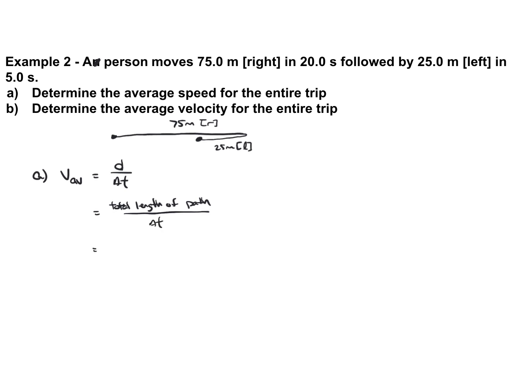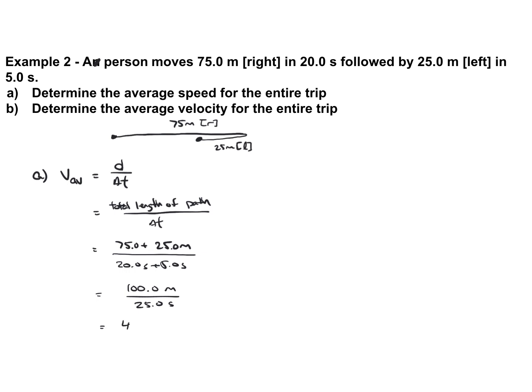So the total length of the path traveled would be 75 plus 25 meters. That's the total length of the path. And the total elapsed time would be 20.0 seconds plus 5.0 seconds. Actually, the meters up top should have point zeros on them as well. Okay, so the numerator would be 100.0 meters. The denominator would be 25.0 seconds. And when you divide 100 by 25, you get 4.